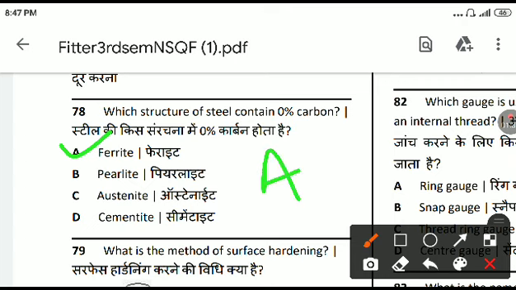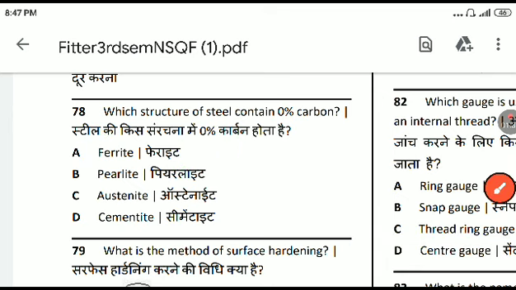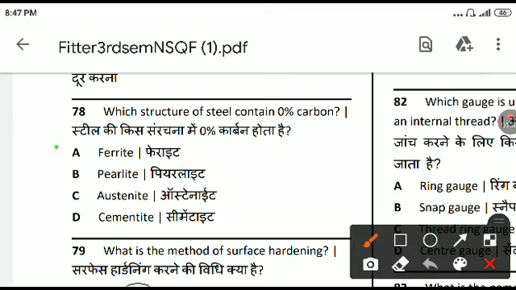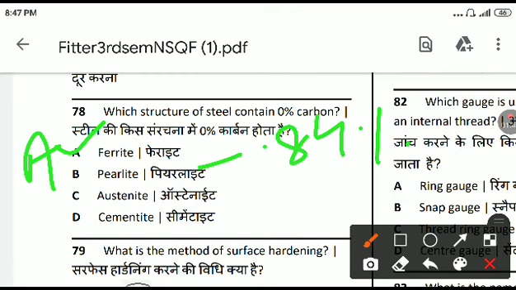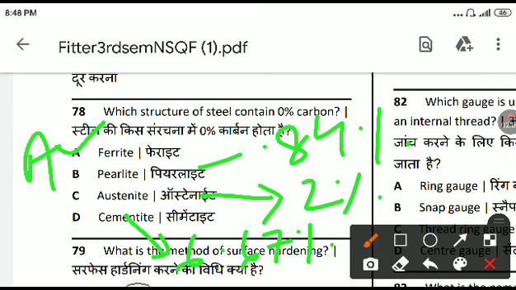Pearlite contains 0.84% of carbon. Austenite contains up to 2% of carbon. Cementite contains up to 6.67 percent of carbon.